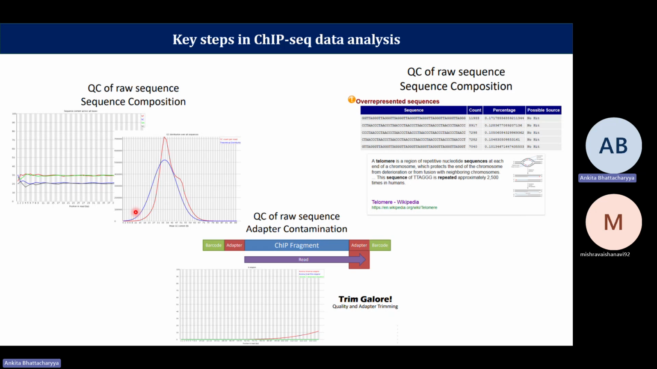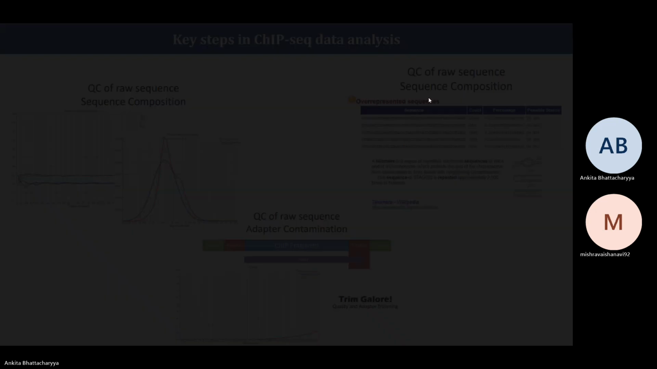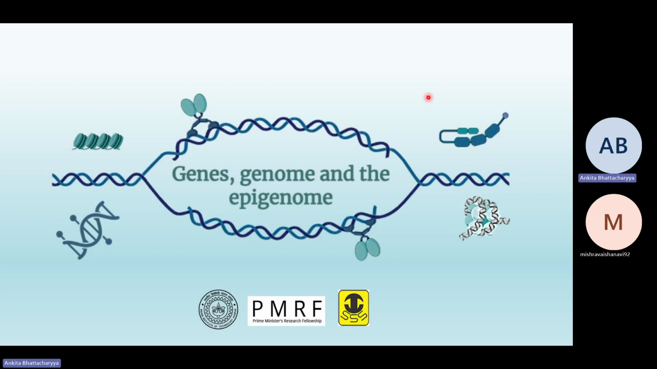And you also have QC of the raw sequence composition so that you can get an idea of the distribution, that all of the bases are equally probable in each case. Yeah, so that was our discussion for the previous class.